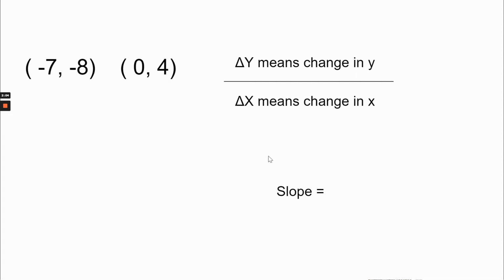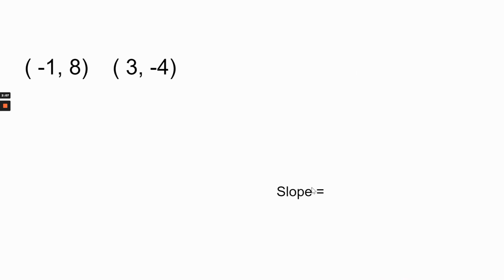Let's take a look at another example. We're finding the slope of these points. Again, it follows the same pattern. In our ordered pair, the first number is x. And then the second number is y. And we again need to find the change in y. So we have to find the change in y, delta y.